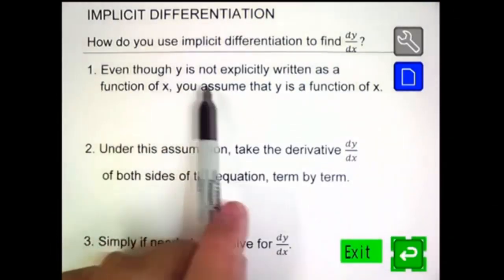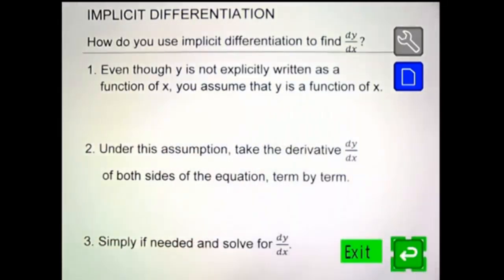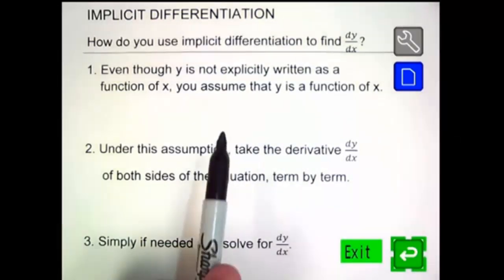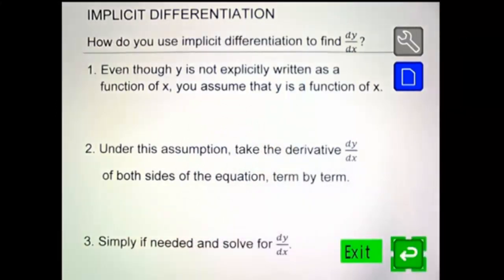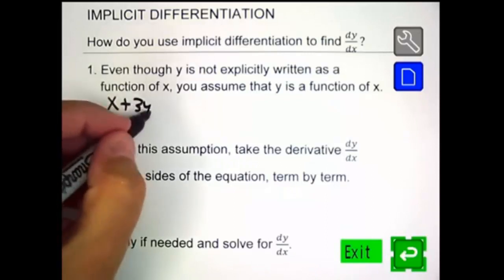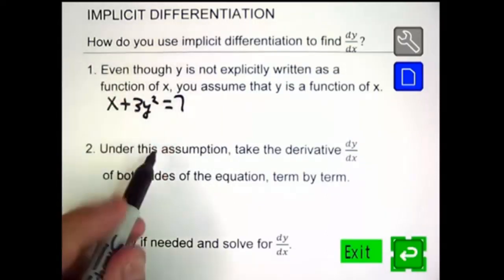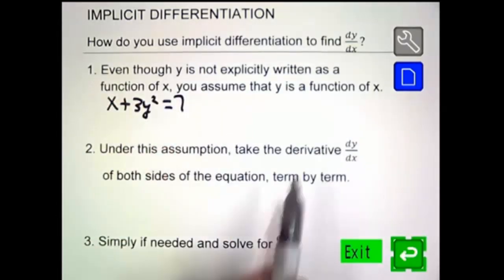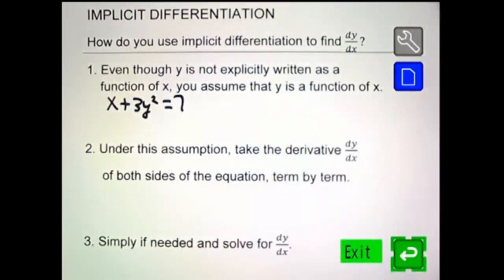First, even though y is not explicitly written as a function of x, like the second column of equations that I was showing you earlier, you do make the assumption that y is some function of x. If I went back to the equation I wrote earlier, x plus 3y squared equals 7, even without solving that for y, I'm going to assume that y is some function of x. So that's the first step.